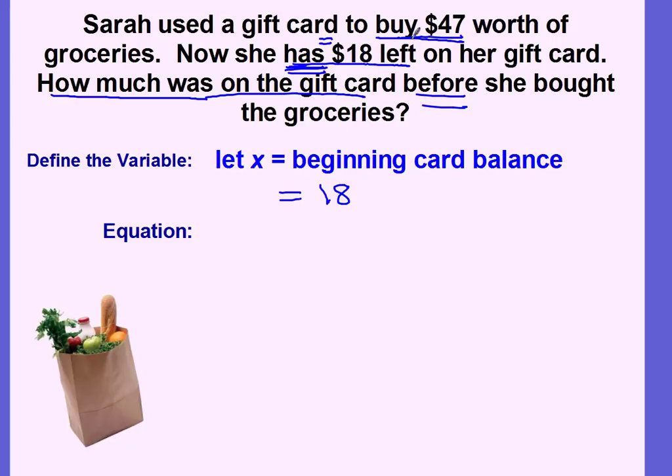The other information is that she buys $47. If you buy something, that means you're going to be subtracting, and the beginning card balance of X. So what do we do with the beginning card balance and this subtracting $47 to make the 18? You just write it. Check it. X minus 47 equals 18.